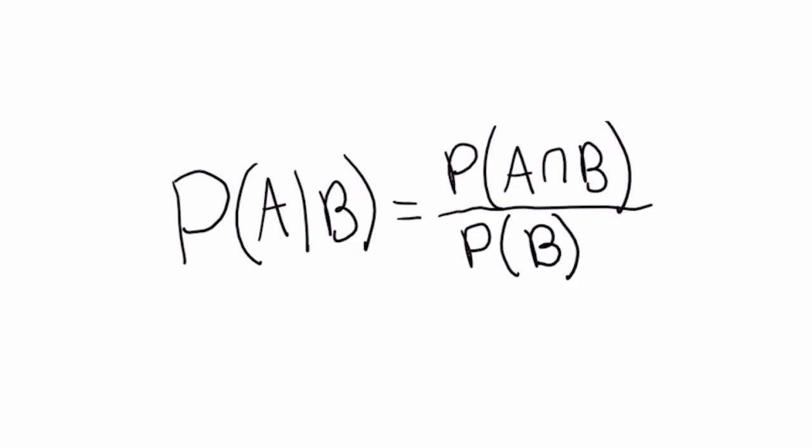Again, our notation is probability of A given B is equal to the probability of A intersect B, all divided by the probability of B.